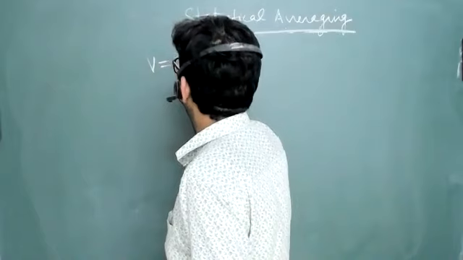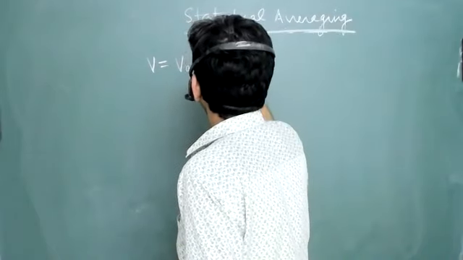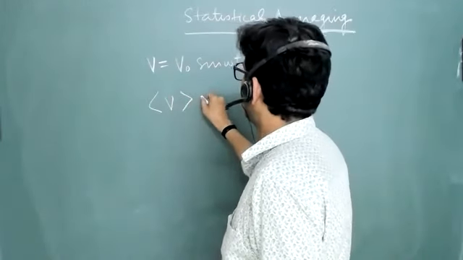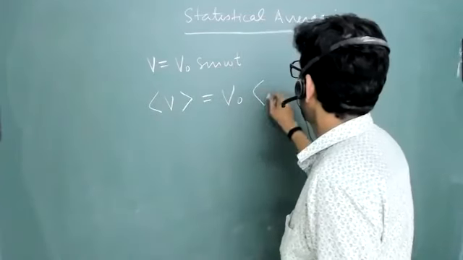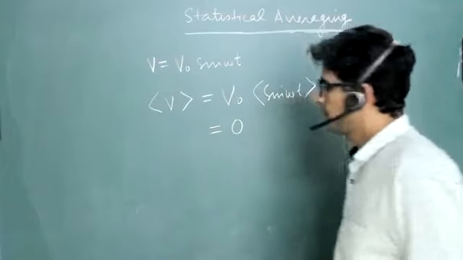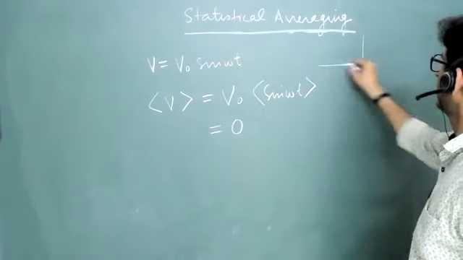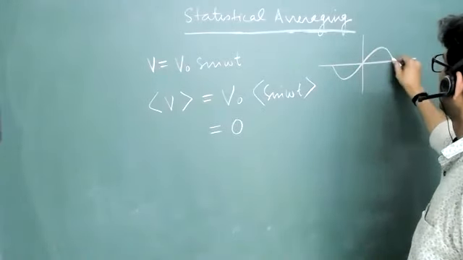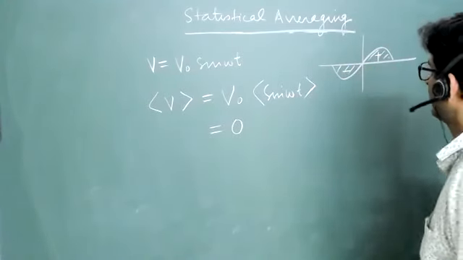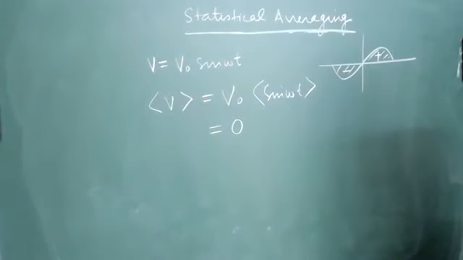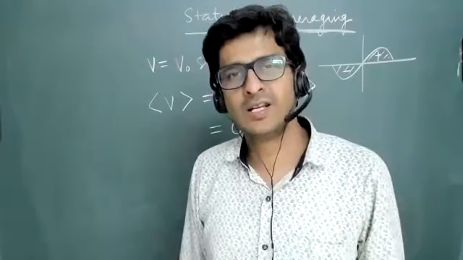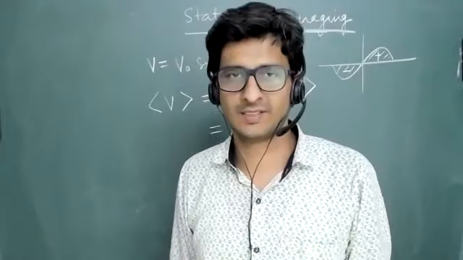Suppose I have a voltage V equals V naught sine omega t, right? Suppose this is the voltage and I want to calculate the average of V. So that will be given by V naught, which is constant, times the average of sine omega t, right? And the average of sine omega t is 0. You know that the voltage of sine omega t will go like this, right? So if you take the average, as much as it goes positive, it will go negative in one cycle. So the average will become 0. So this 0 actually kills all the information of the signal.